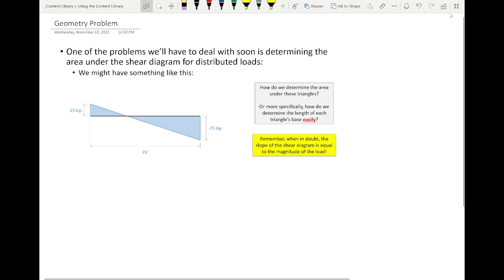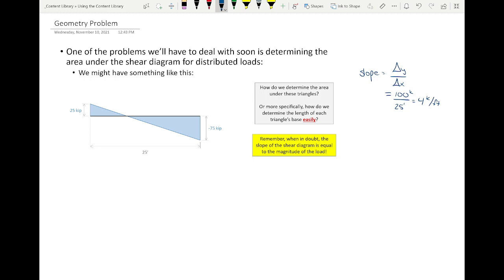Let me ask you a question. If I were trying to determine the slope of this line, the slope could be represented by the change in y over the change in x, okay? What is the change in x across that diagonal line? 25. What's the change in y? 100. Or, I mean, negative 100, but I'm not really worried about signs at this point. I'm just worried about magnitudes. So I propose that the slope of that line, 100 over 25, is 4 kips per foot.